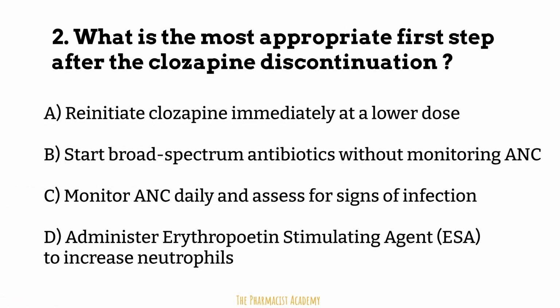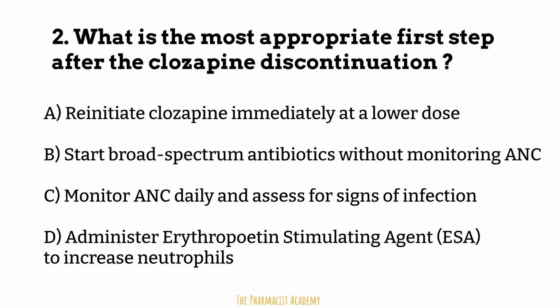Second question, what is the most appropriate first step after the clozapine discontinuation? A, reinitiate clozapine immediately at a lower dose. B, start broad-spectrum antibiotics without monitoring the ANC. C, monitor the ANC daily and assess for signs of infection. Or D, administer erythropoietin-stimulating agent to increase the neutrophils.